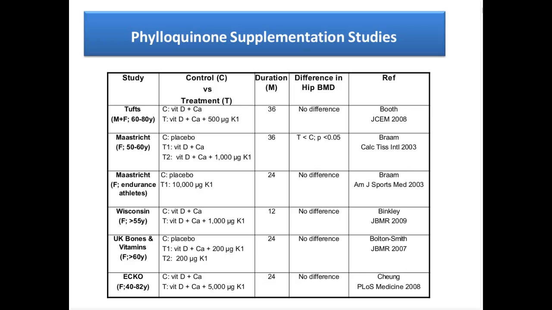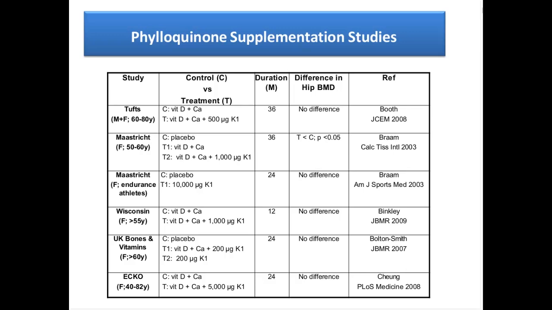And with the exception of this Maastricht trial, the Tufts trial, another Maastricht trial, and then 3 others, there have been absolutely no difference over time in these older individuals when they've either been given a vitamin D and calcium supplement or a vitamin D calcium supplement and vitamin K. And I think that this is a very important distinction in these studies.